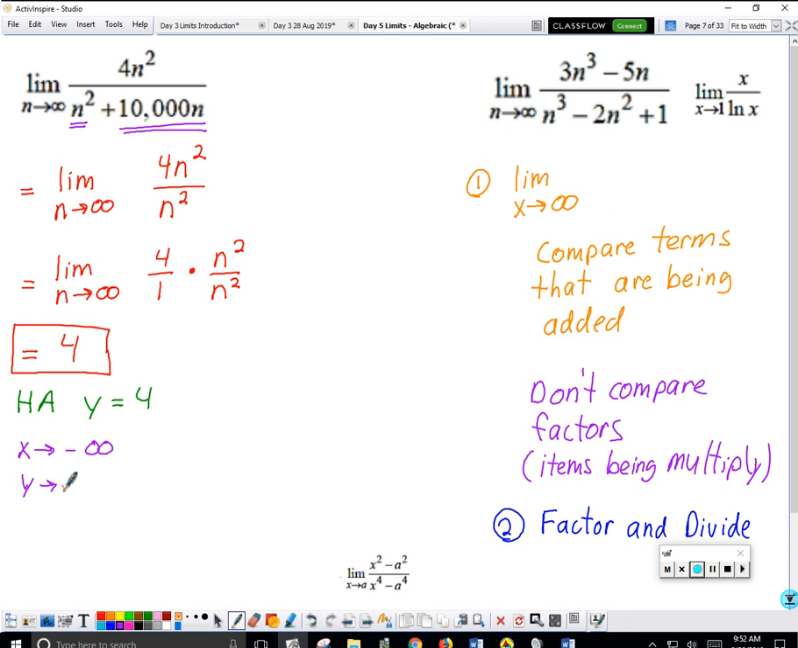There are a few cases in the homework where there are different horizontal asymptotes. So you do need to check it. Question.